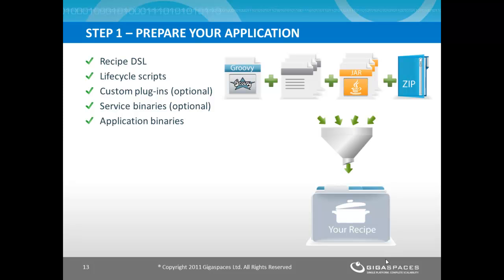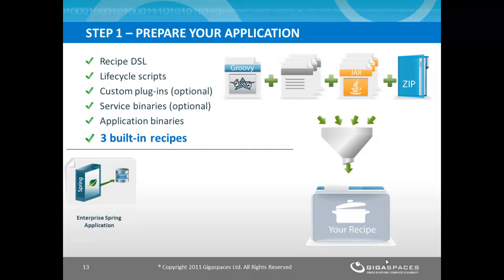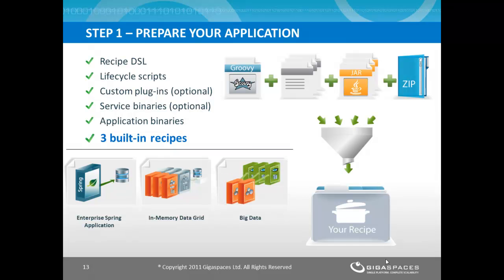It includes binaries that could be provided either by a reference or the binaries themselves could be included within the package itself. The same applies to the application binaries. These steps are usually done once per application because usually during the development cycle we don't really need to change the recipe itself. To save even that step, the Cloudify environment comes with three built-in recipes. The first one would be the Enterprise Spring application, which is the one that we're using for this demonstration, an in-memory data grid for caching, and the big data recipe for provisioning databases, NoSQL databases like Cassandra.